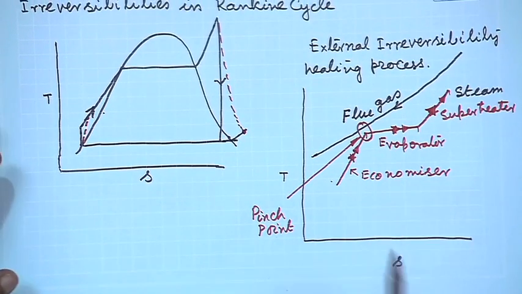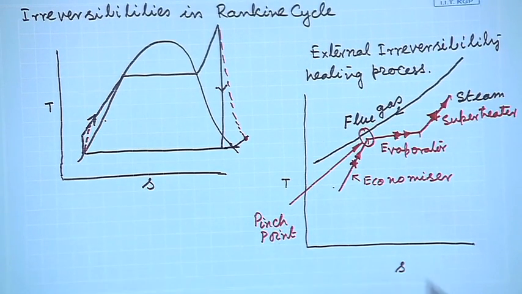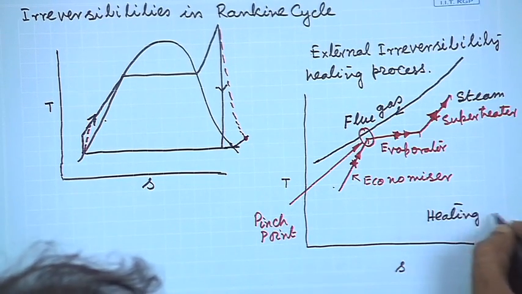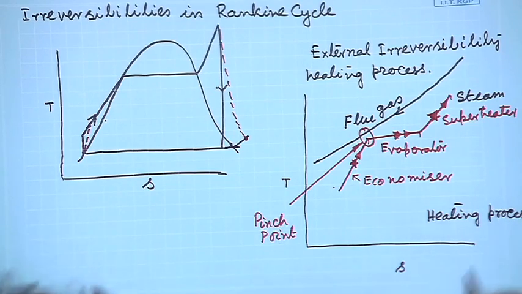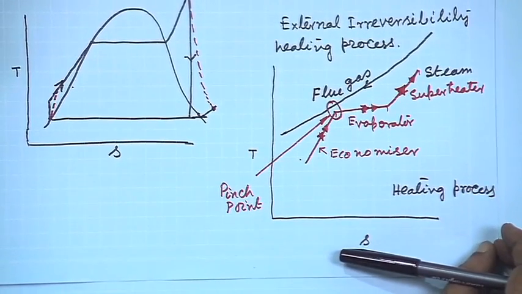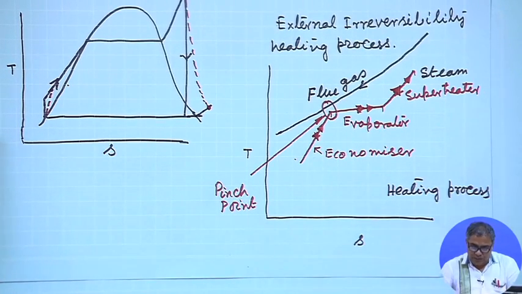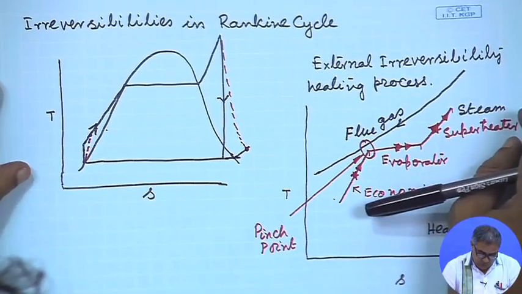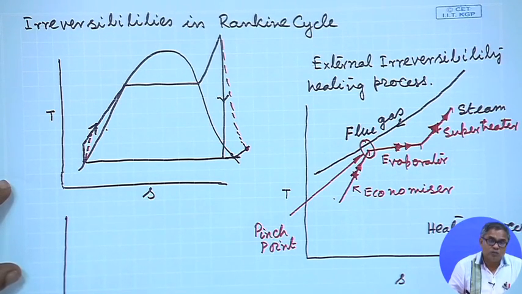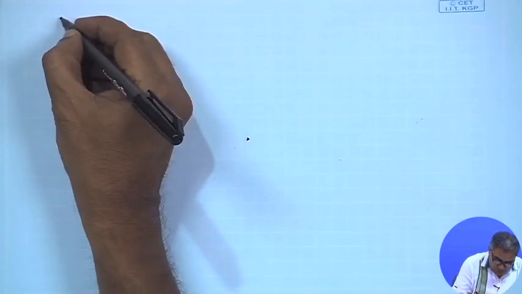cooling process, so this is for the heating process. If we see the cooling process, let us draw it in this page itself. So, for the heating process we have got this diagram. Now, if we see the cooling process, then again we can think of, let us take another page. So, cooling process.